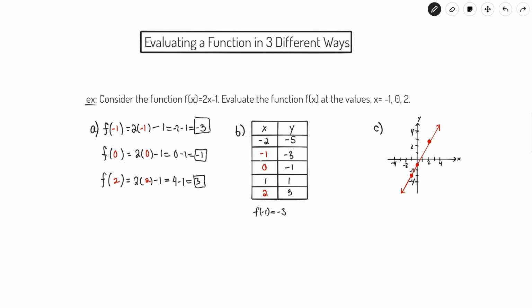We can do the same thing with my other values. So I also need to evaluate it at f of 0, where x is equal to 0. And f of 0, well, when 0 goes into the function, what comes out?